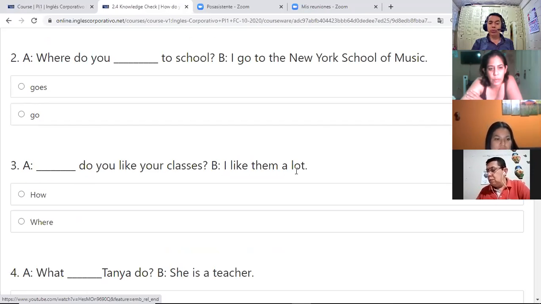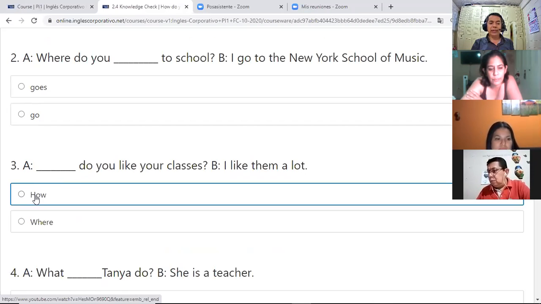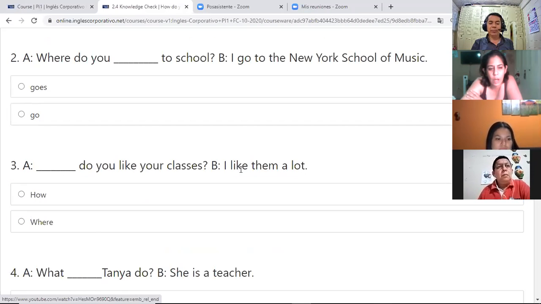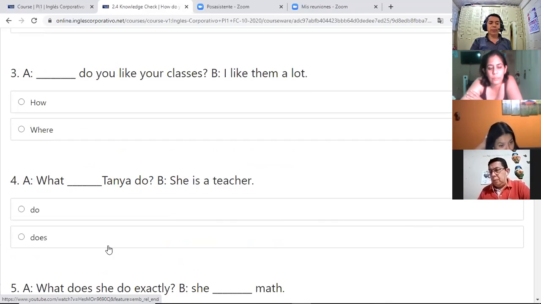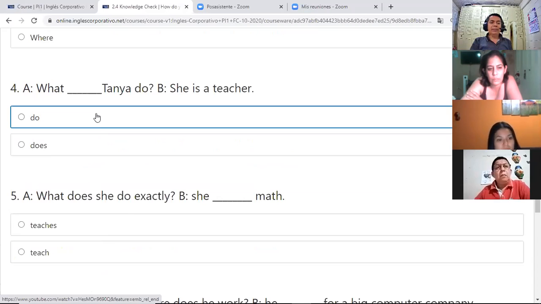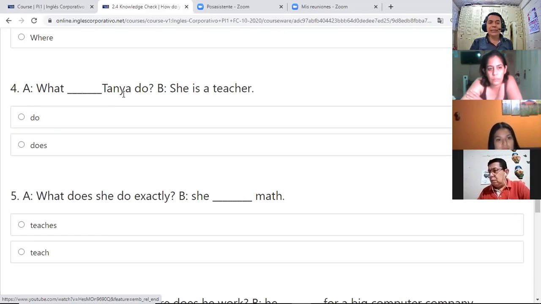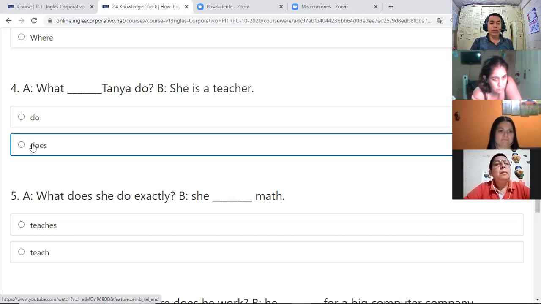I like them a lot. Me gustan mucho. So vamos a usar how or where. Me están preguntando dónde están las clases o cómo me gustan las clases, right? So according to that, you're going to use how or where. Then what, Tania? Tania is what? Tania es un they, un he. Nuevamente, una pregunta retórica. Don't answer, please. Tania is a he, she, it, they. So according to that, you're going to put do or does, right?